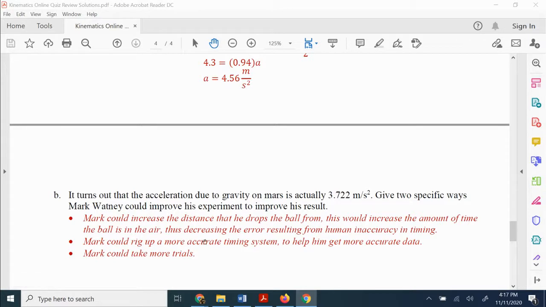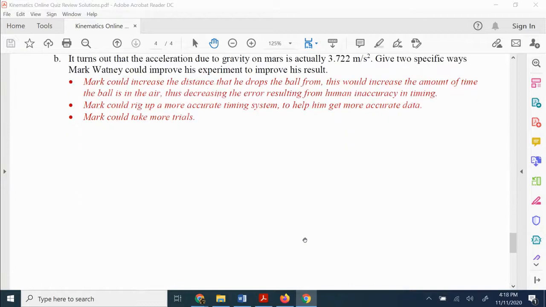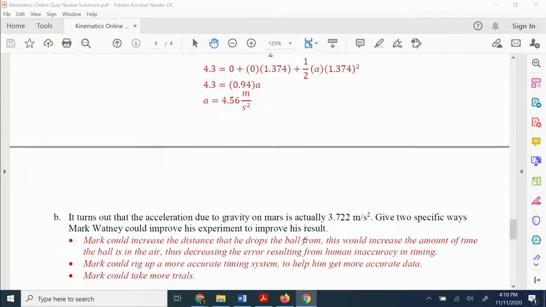He could rig up some more accurate timing system to help him get more accurate data, meaning maybe he's got some sort of electric thing that starts the timer right when it lets go, or something to that effect. He could also just simply take more trials, which would also help increase the accuracy.